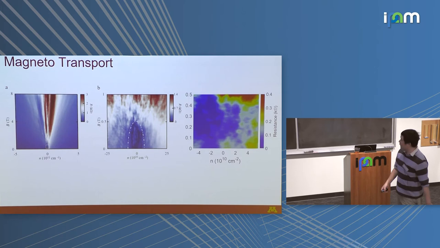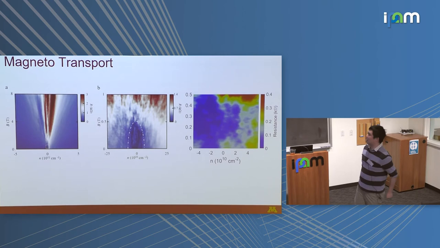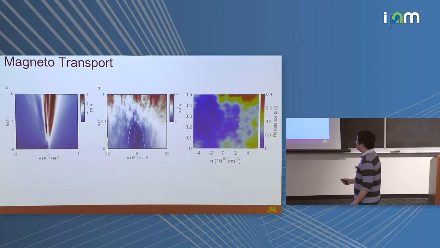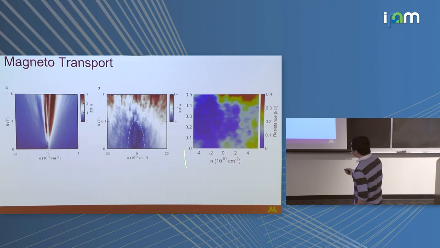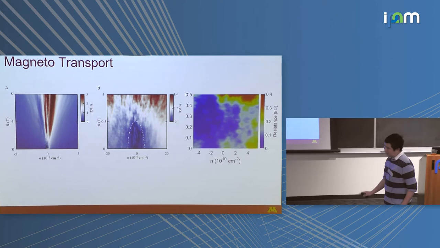This is magneto, our attempt to do magnetic transport, but it's hard. This is magnetic field, on the vertical, on the right-hand side. Yes, this is magneto. This is all magnetic field. It's just very complicated, and we're not trying to claim anything out of this.